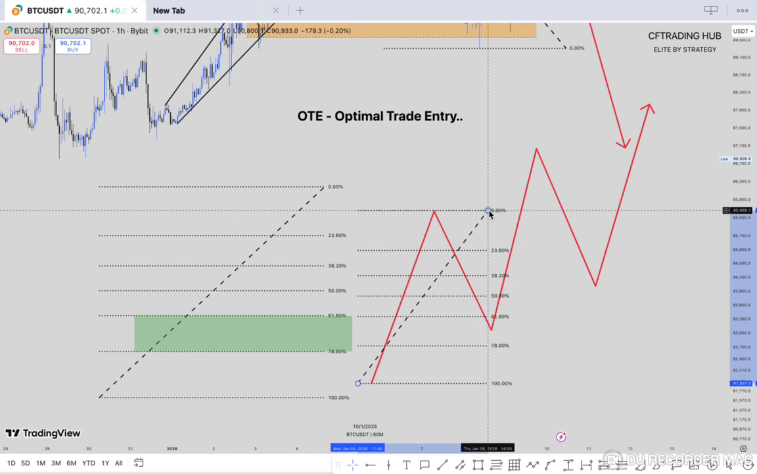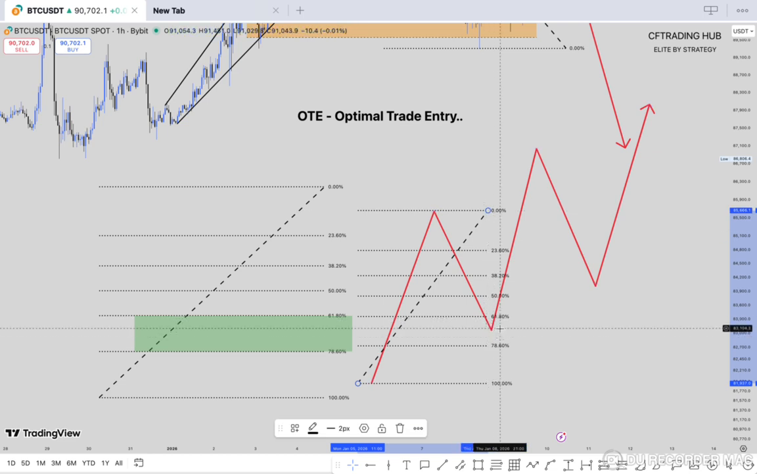You expect the pullback to come into your OTE level. When it comes into the OTE level, that's where you expect price to start making another impulse move. So by now you understand the concept: whenever you have an impulse, you have a pullback, an impulse again, a pullback again, an impulse again, a pullback again, and so on.